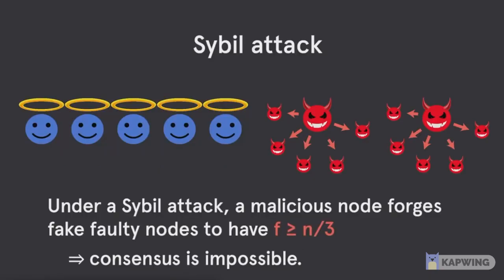However, the Byzantine nodes can forge fake identities to increase their number to compromise the system. If the number of Byzantine failures exceeds one-third of the total number of nodes, this makes the consensus impossible. This is what we call a Sybil attack.